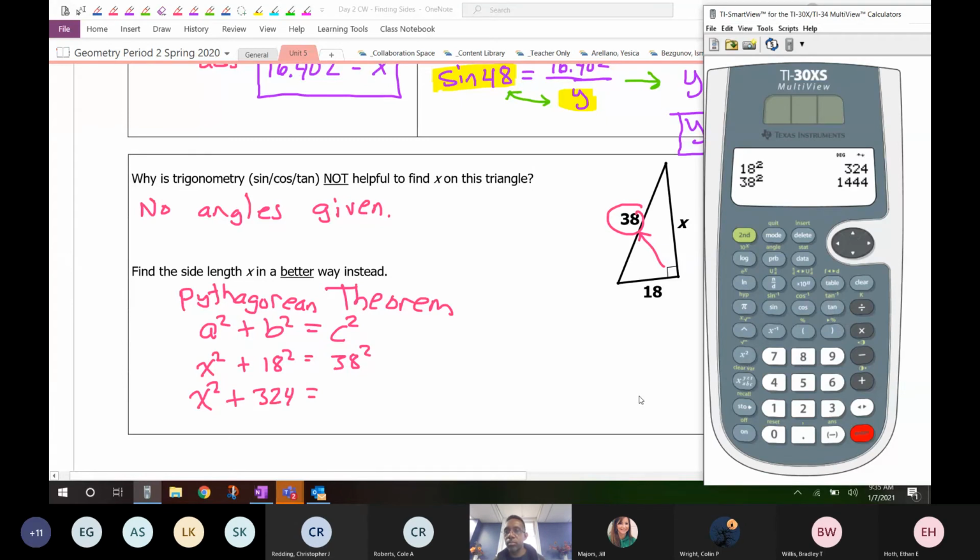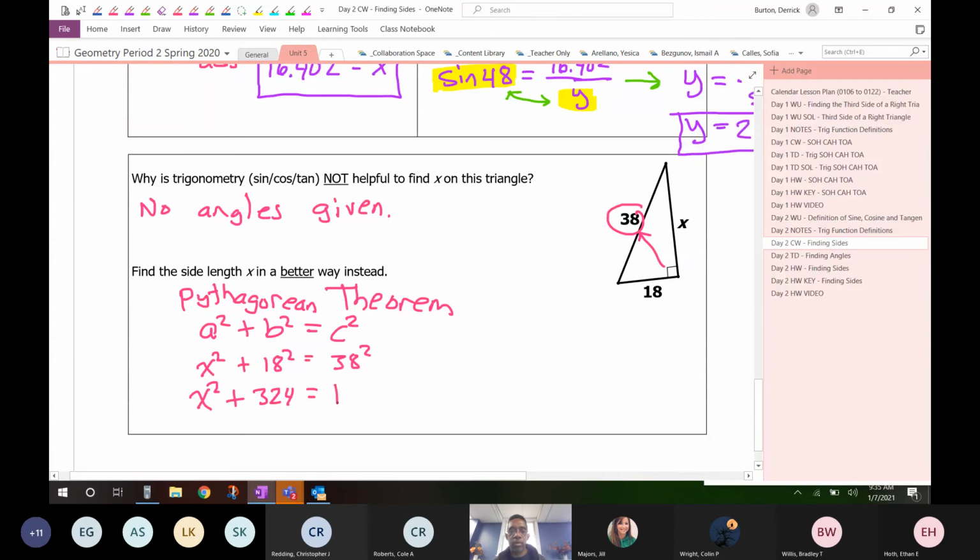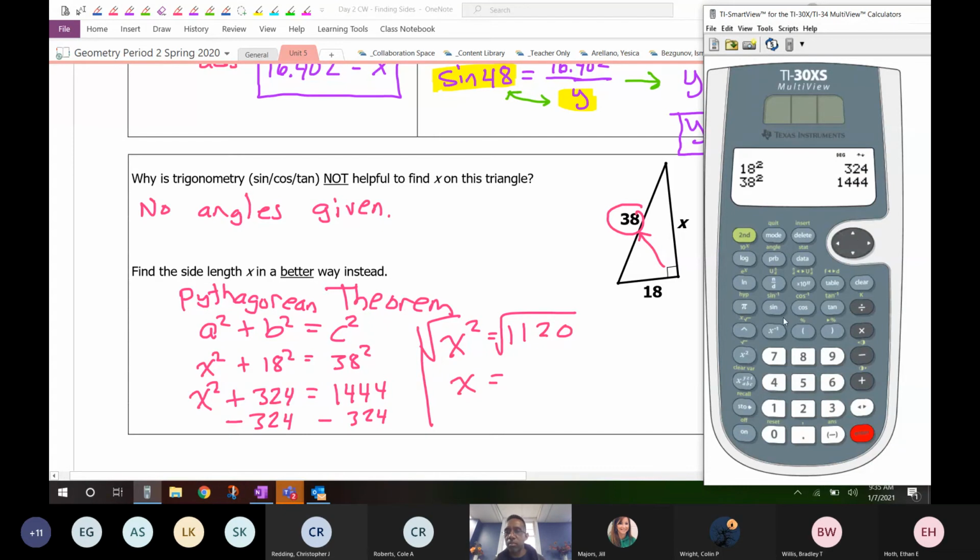equals 1,444. Subtract 324 from both sides. So that's going to give us x squared is equal to 1,120. And then we just have to take the square root of both sides. So that's 33.466.